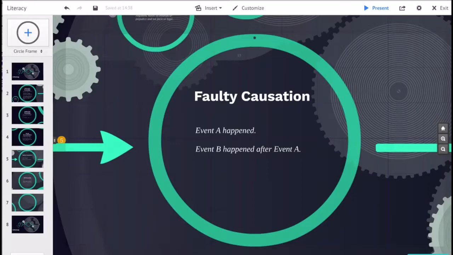In faulty causation, the argument generally looks something like what we have here. Event A happened, then event B happened after event A, therefore event A caused event B. The false cause fallacy, or faulty causation, is sometimes summarized and presented with the slogans correlation is not causation and sequence is not causation. So that's really what we want to know, is correlation is not the same as causation, which kind of runs through a lot of these.